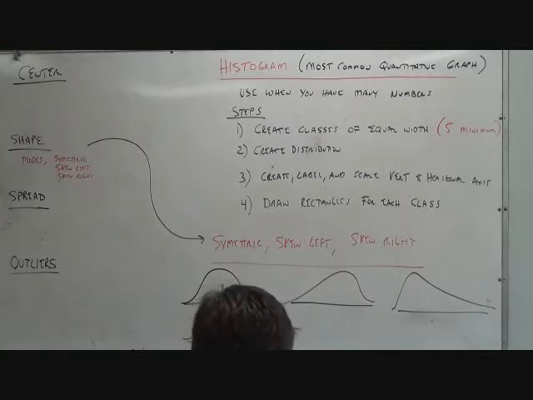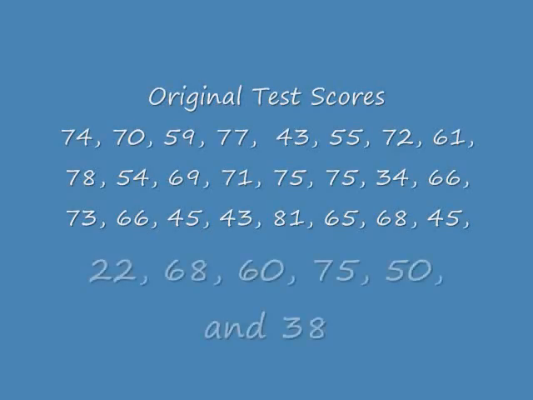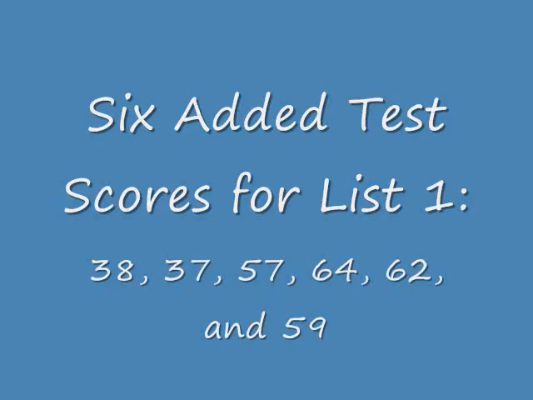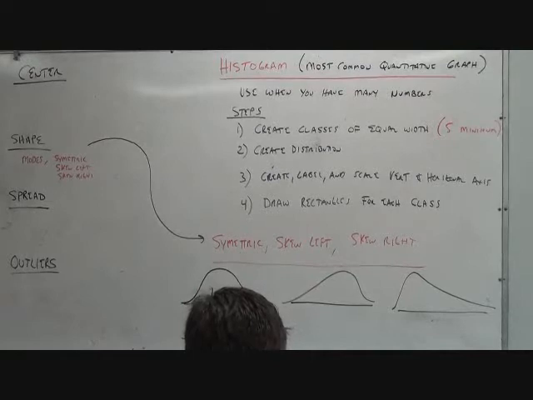So in list 1, add the numbers 38, 37, 57, 64, 62, and 59. So you should now have 36 total scores in there. You might want to sort them again too, because we're going to be using that data.